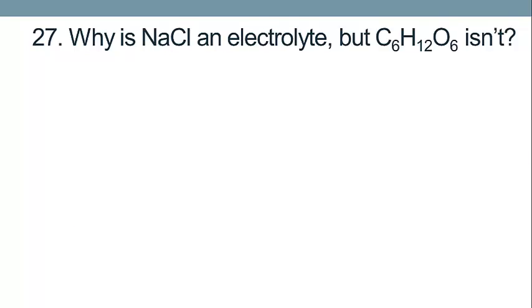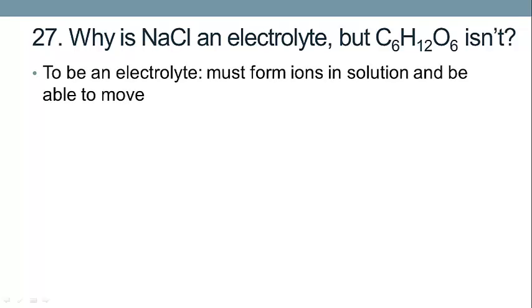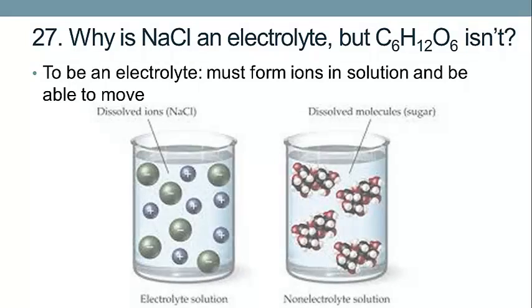Explain why NaCl is an electrolyte, but C6H12O6 is not. So that's glucose. In order to be an electrolyte, 2 conditions must be met. There has to be ions in solution, and those ions have to be able to move. So if you look at salt, that's going to form Na+ ions and Cl- ions. Sugar molecules don't break apart. They don't ionize. Therefore, there's no ions, there's no conductivity. It's not an electrolyte.